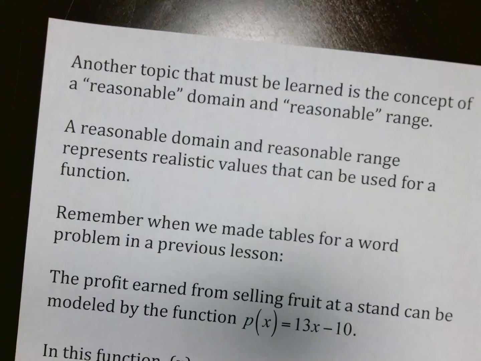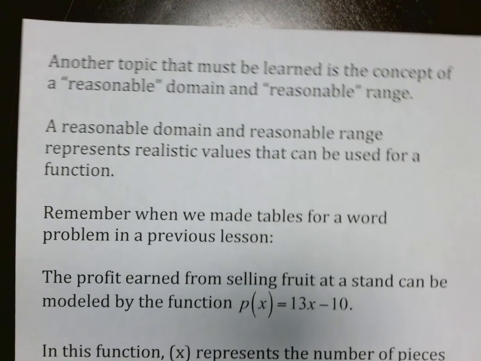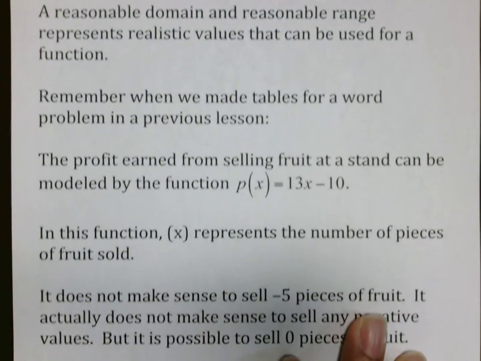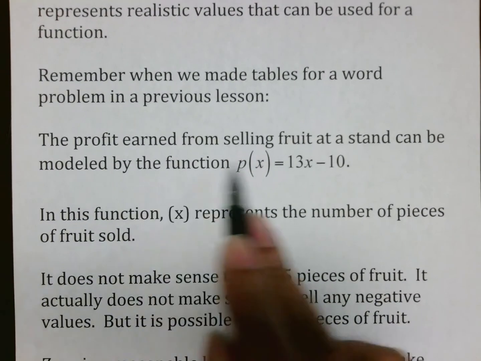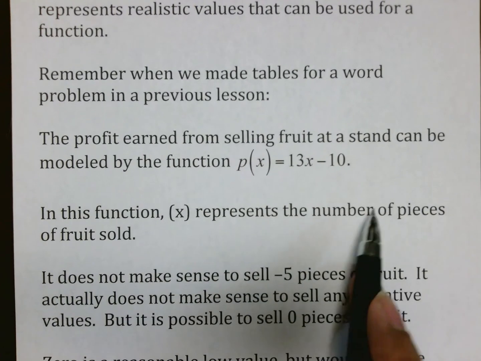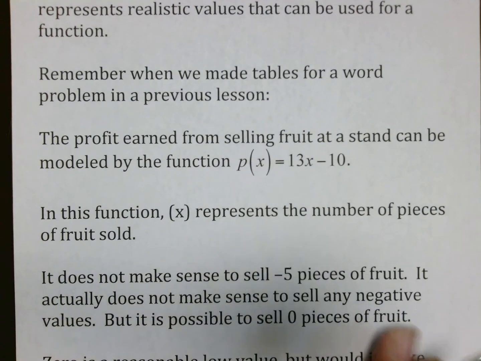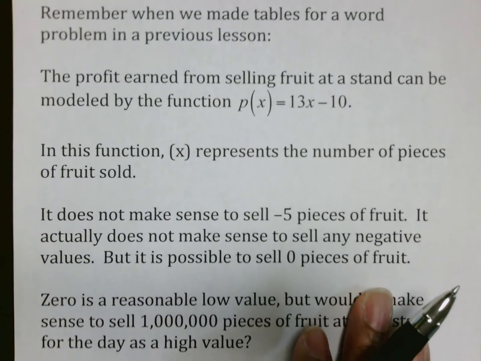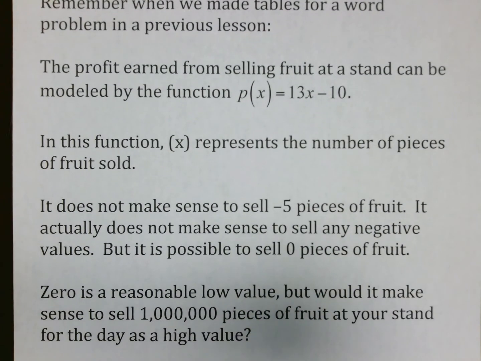Another topic that must be learned for this concept is reasonable domain and reasonable range. A reasonable domain and a reasonable range represent realistic values that can be used for a function. Remember when we made tables for a word problem in the previous lesson, we talked about something like the profit earned from selling fruit at a stand could be modeled by a function. We talked about how x represents the number of pieces sold, and it does not make sense to sell negative pieces of fruit, which means you cannot have negatives. It actually doesn't make sense to sell any negative values, but again, it is possible to sell 0 pieces of fruit.